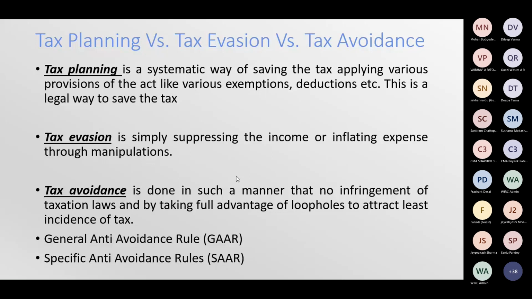It is basically an infringement of the law, using the loopholes of the law. Even in income tax, they have already issued two rules, the general anti-avoidance rules and the specific anti-avoidance rules, just to take care of this third part, tax avoidance. So typically, when we are discussing this topic today, we are mainly talking about point number one, that is tax planning.